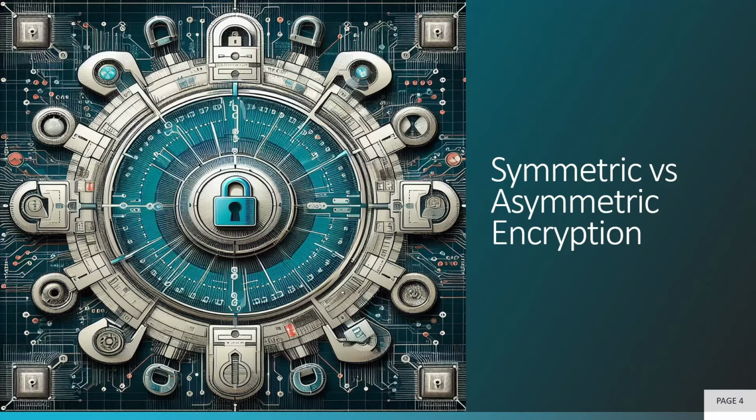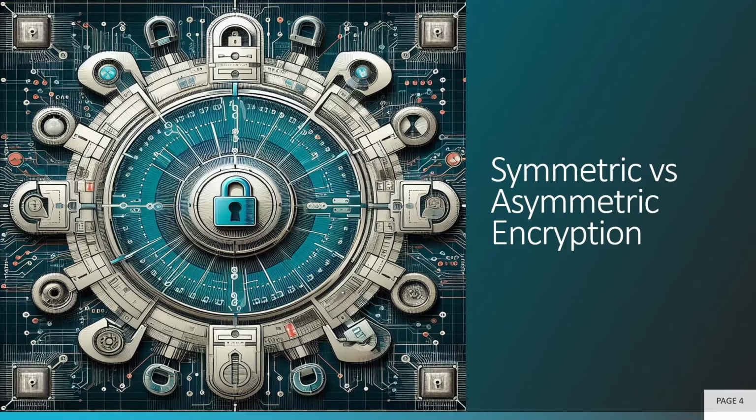Asymmetric encryption, on the other hand, is also known as public key cryptography. It addresses the key distribution problem by using two keys: a public key, which can be shared openly, and a private key, which is kept secret by the owner. Now, the public key encrypts data, but only the corresponding private key can decrypt it. And this allows for secure communication even if the public key is widely distributed.